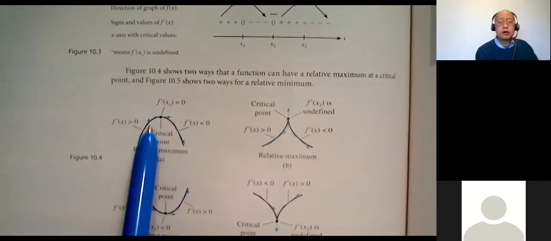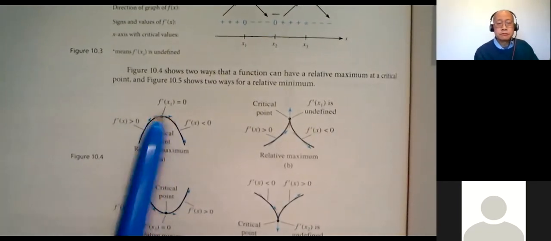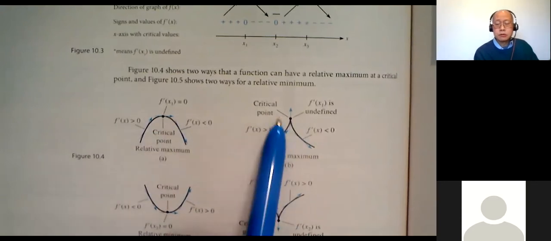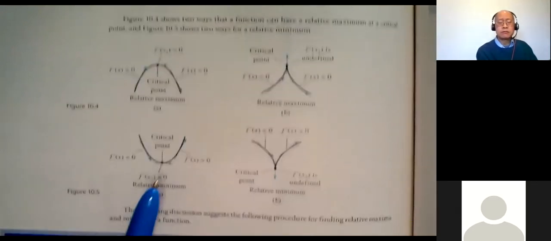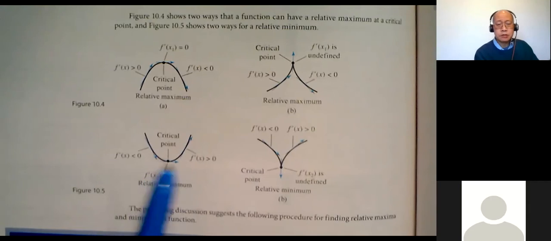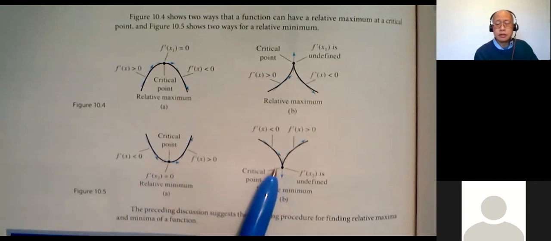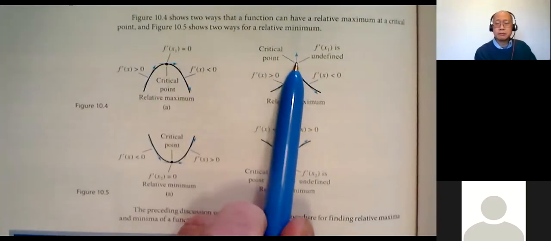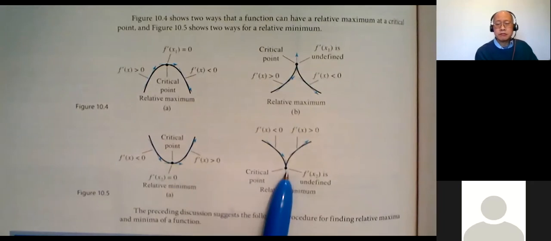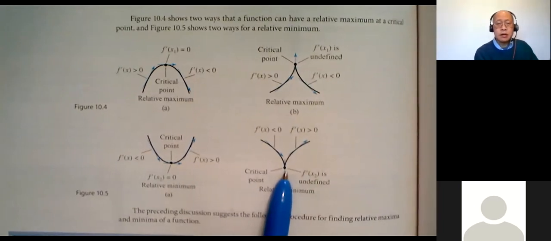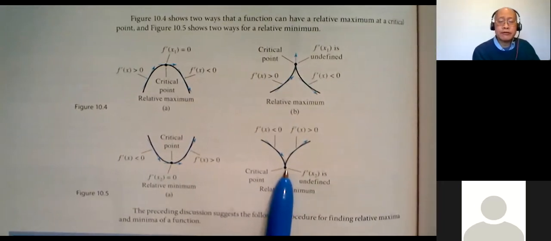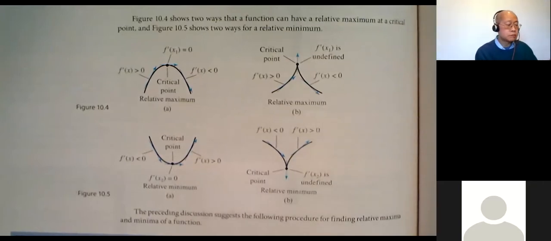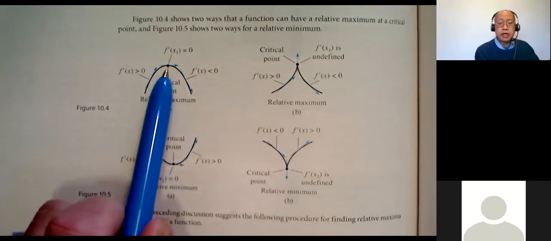Critical point, derivative is 0. Critical point, derivative is undefined. Looks like a minimum, derivative 0, critical point. Derivative is undefined, critical point. Okay, that looks like a maximum, right? Minimum, minimum. How can you tell if you have a maximum or a minimum? That looks like a maximum.